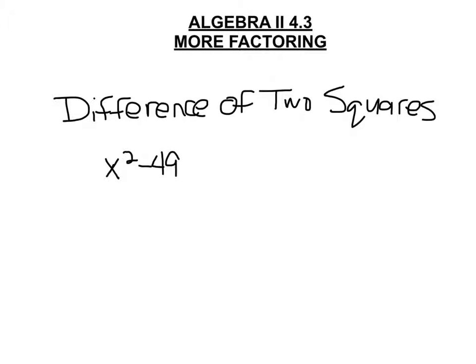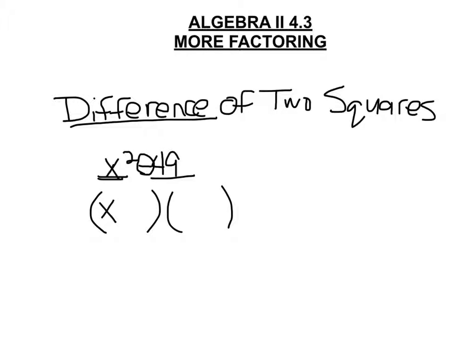The difference of two squares, difference implying that there's got to be a subtraction sign, which we have right here, and of two squares, meaning that the two numbers have a square root. So x squared has a square root of x, and 49 has a square root of 7. So again, we're just going to write our factoring parentheses here, and the square root of x squared is x, and the square root of 49 is 7, and 7.